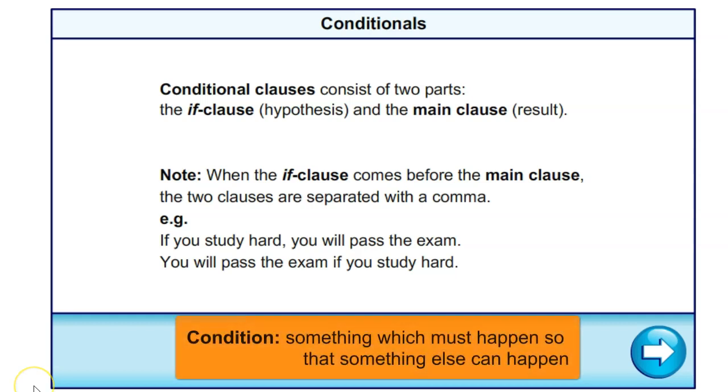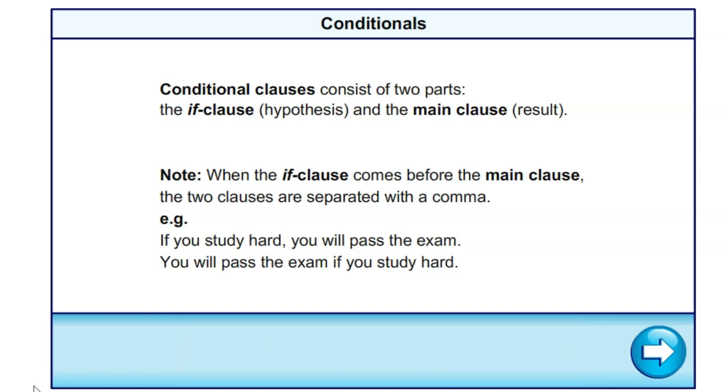I believe we call these conditional clauses because the definition of a condition is something which must happen so that something else can happen. So that's why conditional clauses consist of two parts: the if clause, or the hypothesis, and the main clause, the result. So for example, if you have a look here, if you study hard, you will pass the exam.